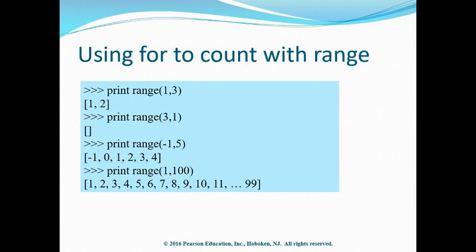So using for to count with a range. In the example here, we print out the range 1 through 3. So it's going to print 1 and 2. We can print the range 3 to 1. That's not going to print anything because that's not really a valid range. What if we do negative 1 to 5? It's going to do negative 1, 0, 1, 2, 3, and 4. And then if we do 1 to 100, it does the same.